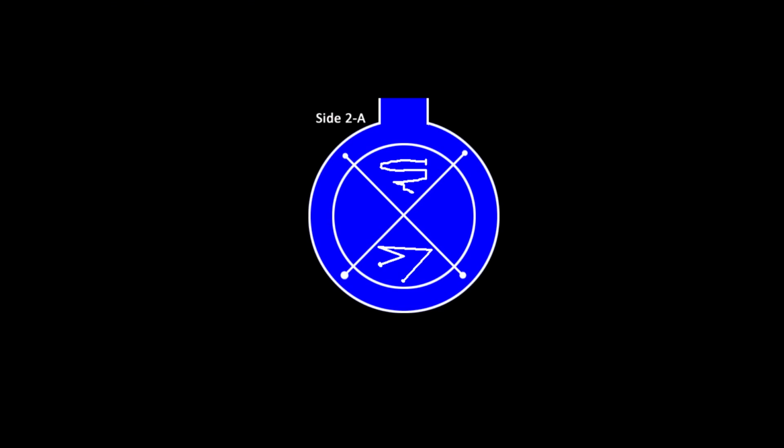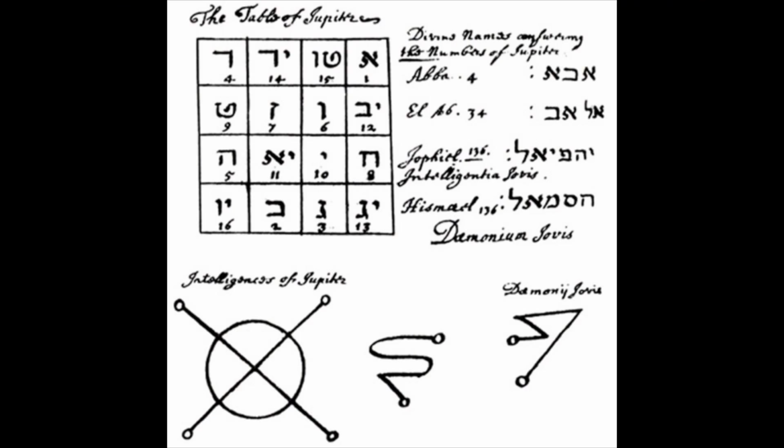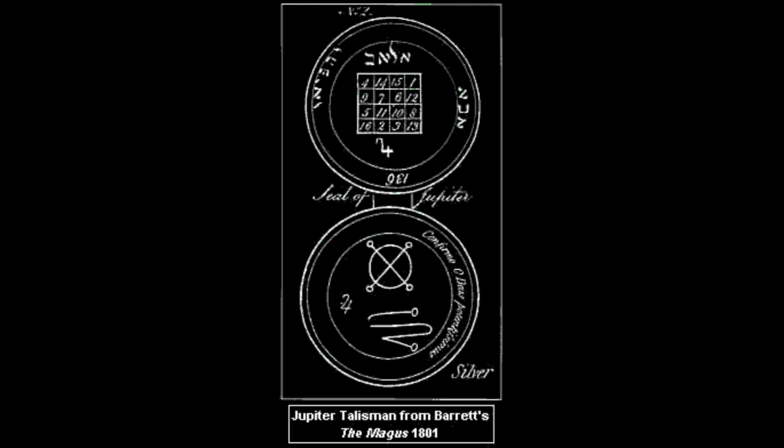On the second side, we're going to write the seal of the character of the planet. We're going to write its intelligence and its spirit. So here's a graphic of what that looks like for Jupiter. So we're going to write out the character of the planet, the intelligence and the spirit, and arrange it however appeals to you.